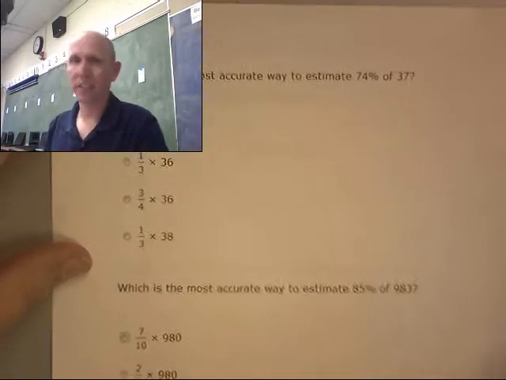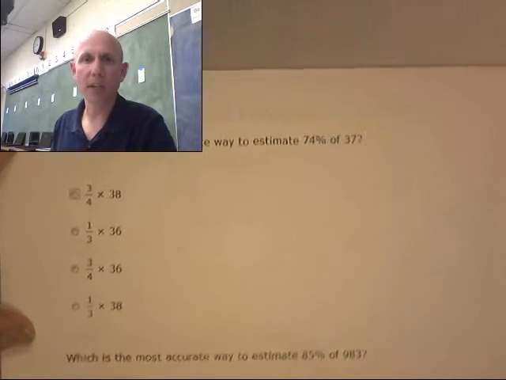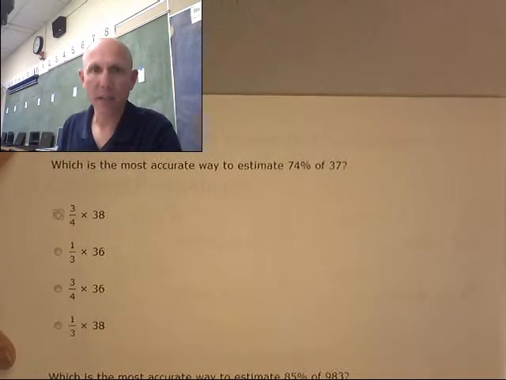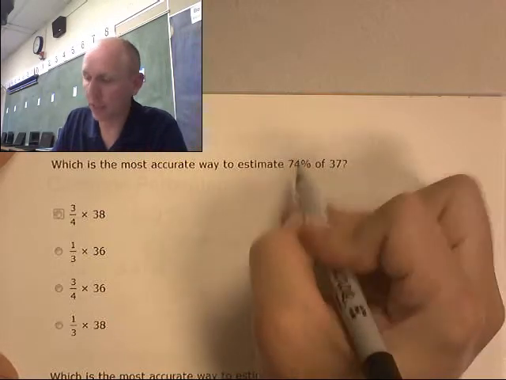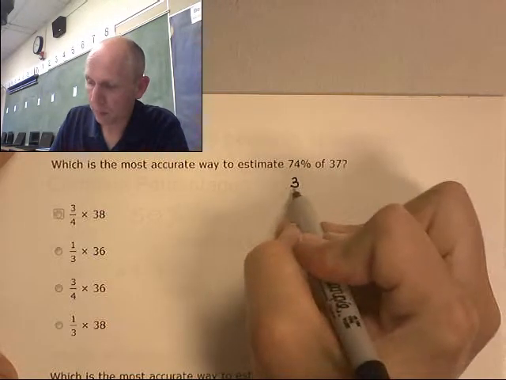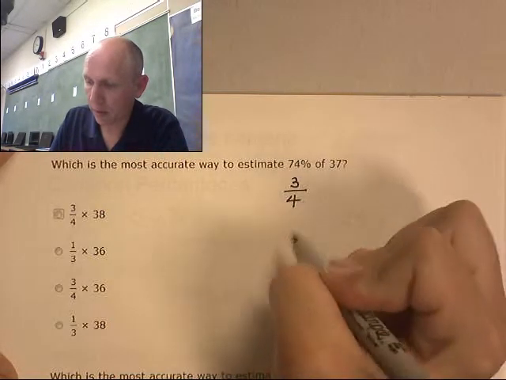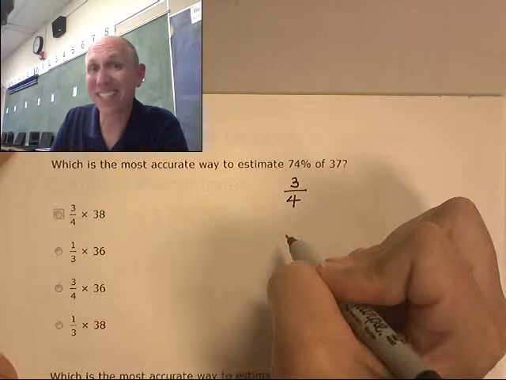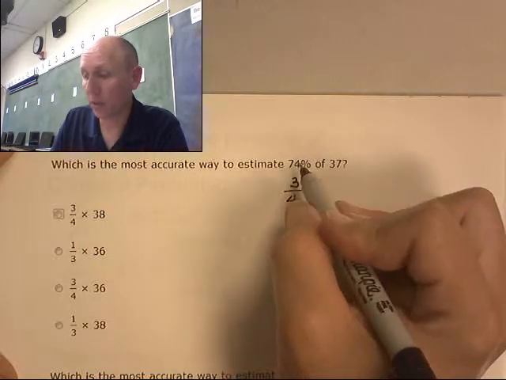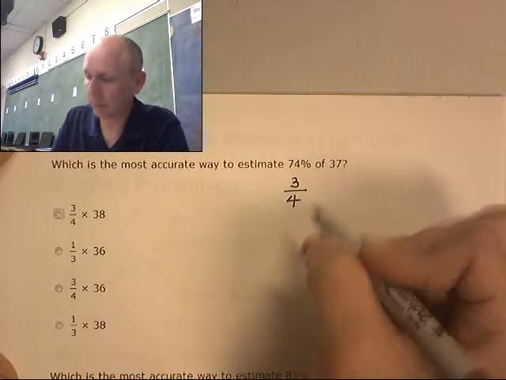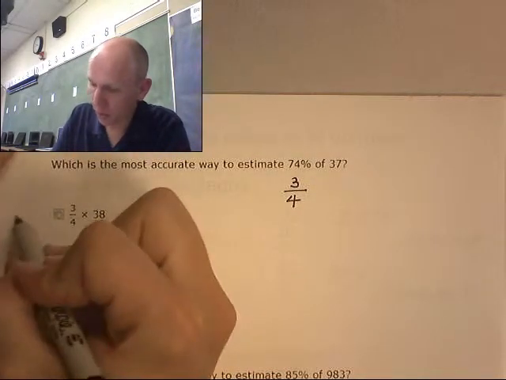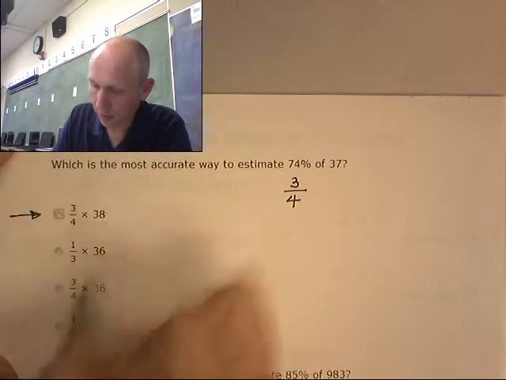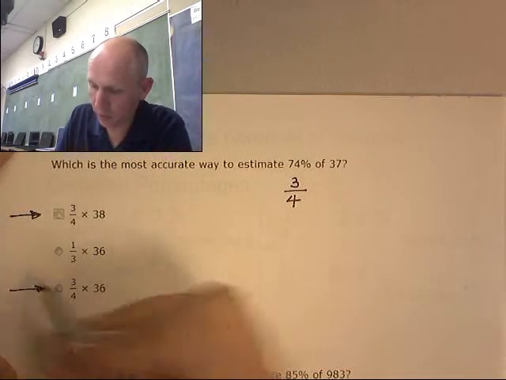Let's see this 74%. Oh, I didn't talk about this one. 74%. What is that as a fraction? That's about 3/4. That's 75%. Is 3/4, so that's an estimate. Well, let's see. So come over here, 3/4. There's one. Uh-oh, there are two of them right here with 3/4.